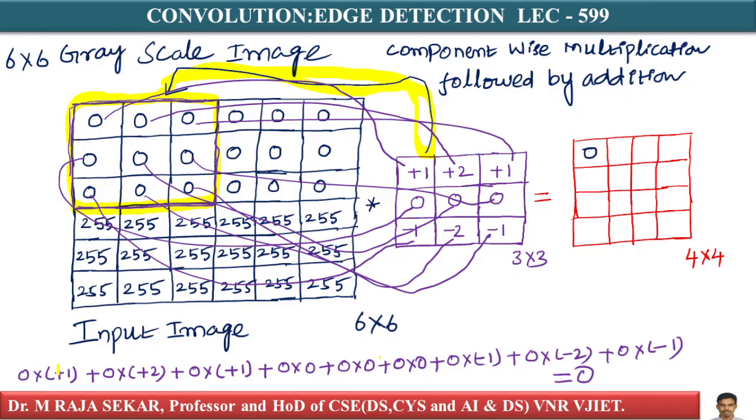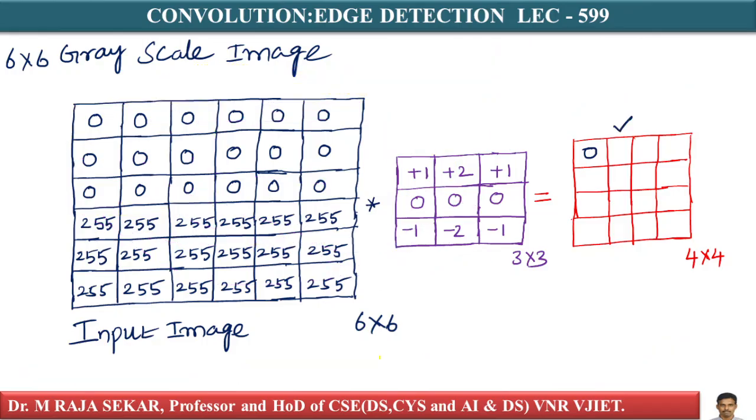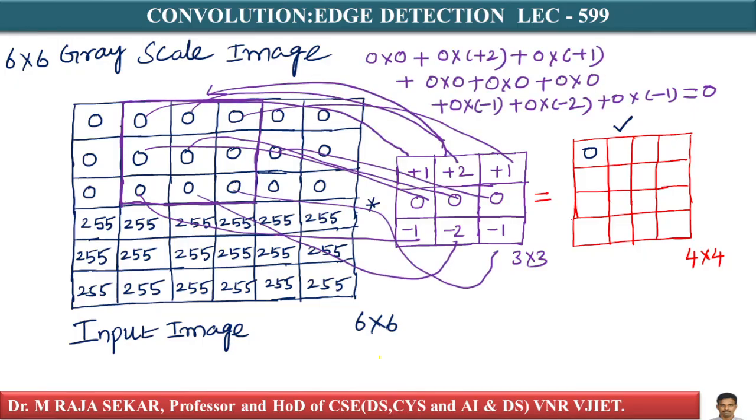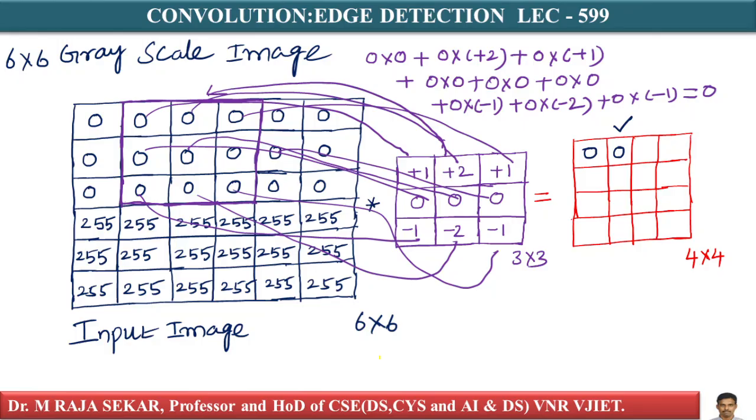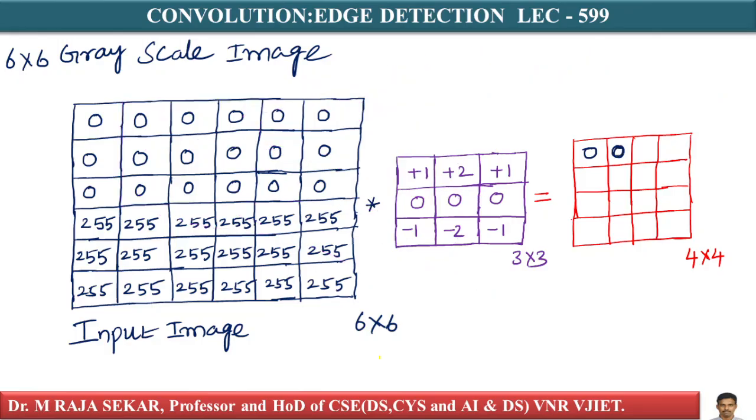To fill the next value, what do we do? This is the next cell. I will shift by 1, and now I will use this 3 by 3 matrix. I am just shifting it to the right side by 1 position. Again, what am I doing? Again, component wise multiplication followed by addition, isn't it? Even that will result in 0. If I do component wise multiplication and addition, you are getting 0. Let's take a cell which does not result in 0.